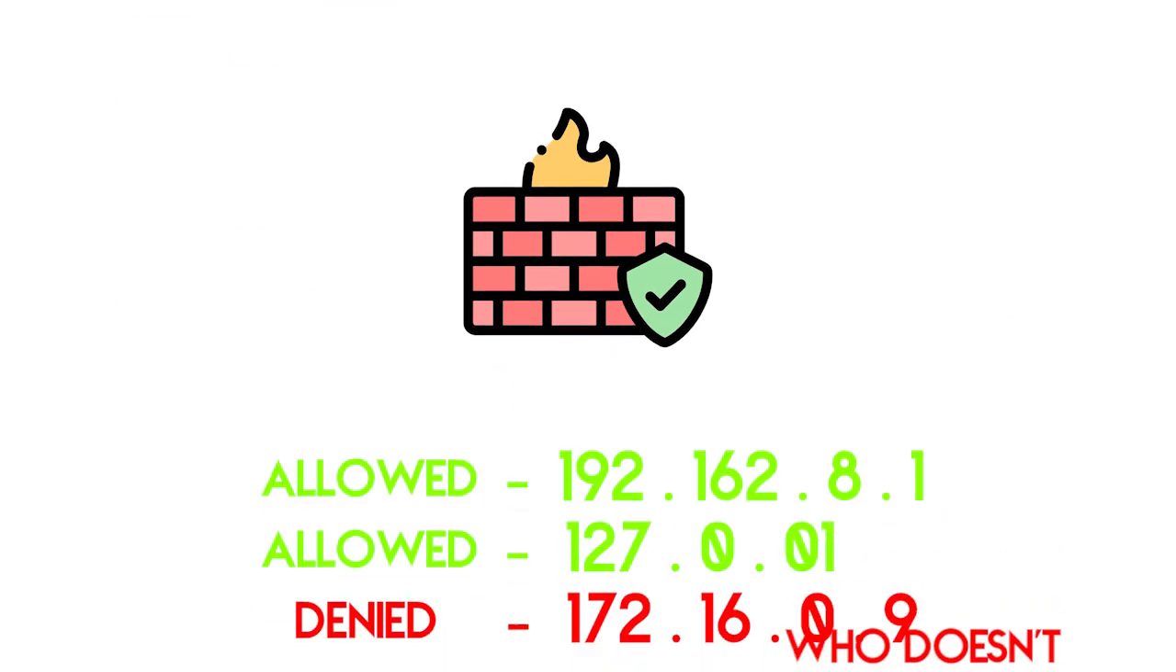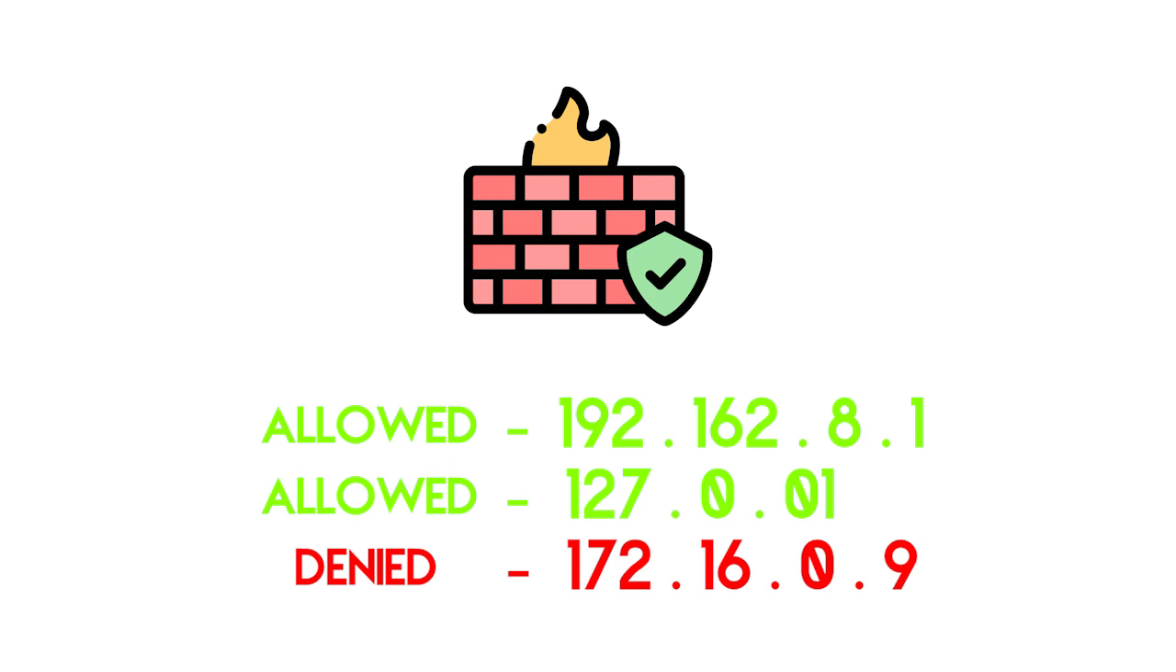As an example, here is an access policy or an access control list, and it shows a list of IP addresses that are allowed or denied by the firewall. So in action, you see the IP addresses that are allowed can get through, but the IP address that is not allowed can't get through.